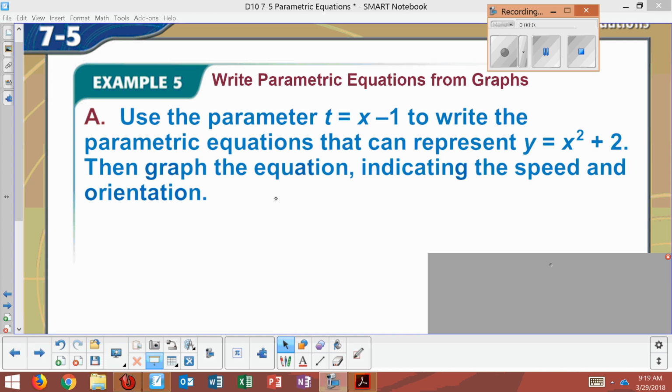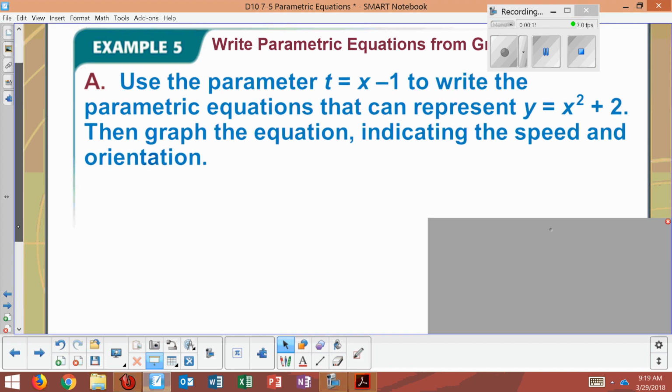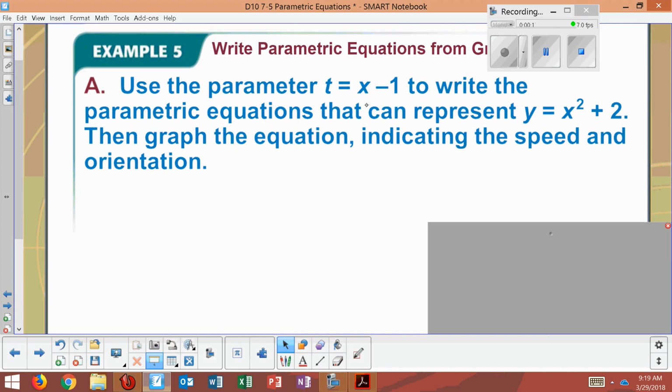Example 5. Write parametric equations from graphs. Use the parameter t equals x minus 1 to write the parametric equation that can represent y equals x squared plus 2. Then graph the equation indicating speed and orientation. So first, we're given this, and we want to find it in terms of a parametric equation.